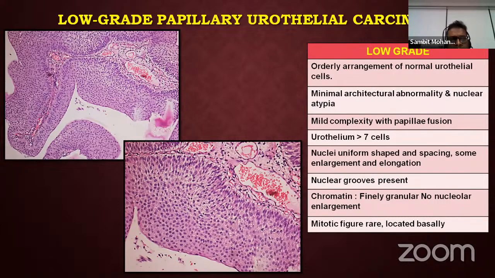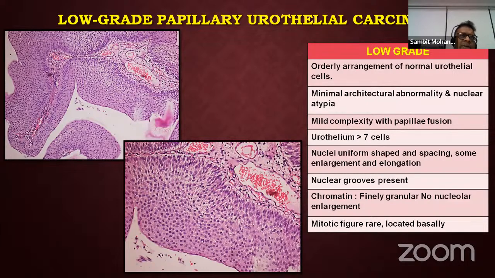And what percentage of high-grade features is allowed in a low-grade tumor? In a low-grade papillary urothelial carcinoma, what percentage of moderate to severe atypia is allowed? Up to 5%. If you see less than 5% high-grade areas in a low-grade papillary urothelial cancer, you will report it as a low-grade papillary urothelial carcinoma with less than 5% high-grade area, and the patient needs follow-up.